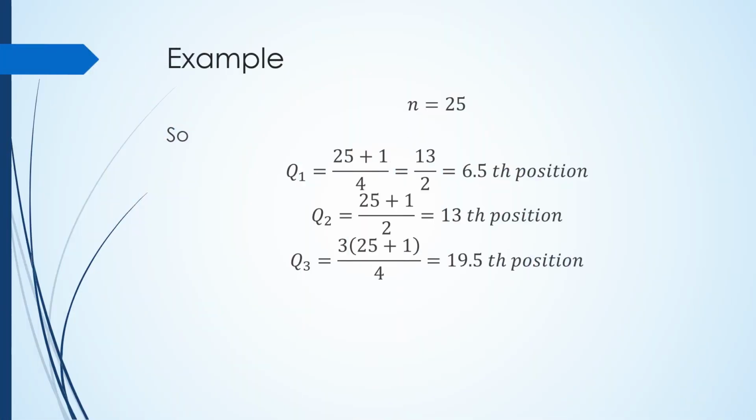Now that we know n is equal to 25, we can use the formulas to determine the positions of Q1, Q2, and Q3. When we plug in the values, we get the 6.5th position for Q1, the 13th position for Q2, and the 19.5th position for Q3. But we still need the actual values. To do that, I'll locate each position on the cumulative frequency axis, draw a horizontal line to meet the curve, and then drop a vertical line to the horizontal axis to get the quartile values.